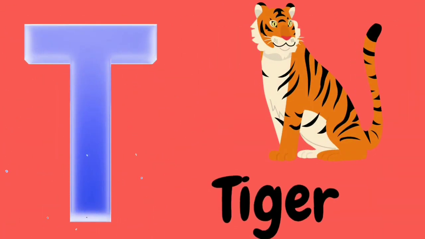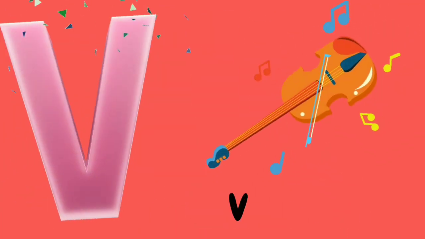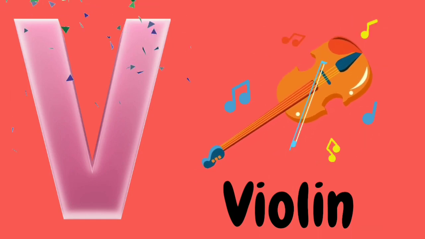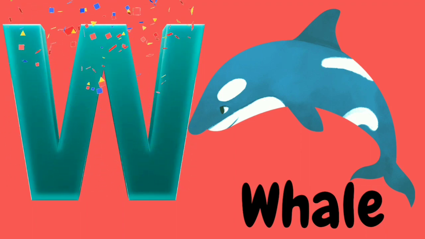T is for tiger. T, t, t, t, tiger. U is for umbrella. A, a, a, a, umbrella. V is for violin. V, v, v, v, violin. W is for whale. V, v, v, v, whale.